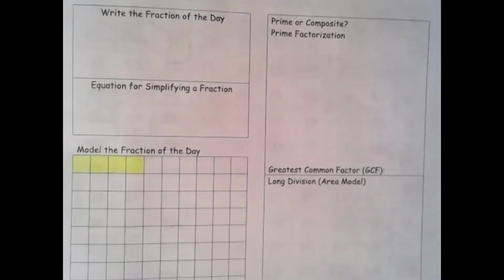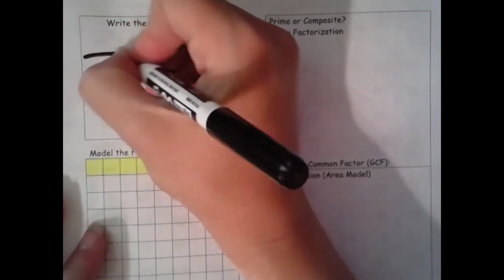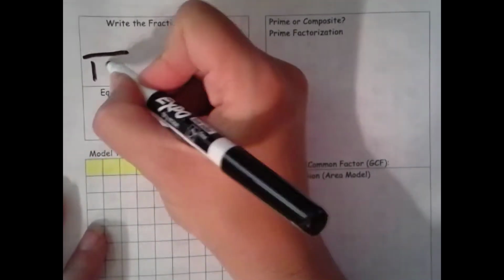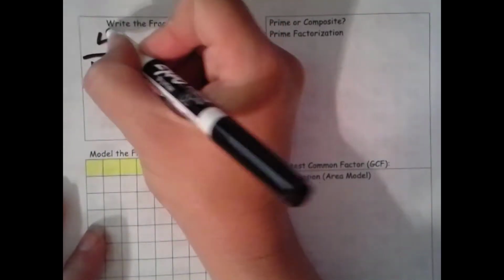Okay, so our fraction for today. Our denominator is our total amount of school days, 180. Our numerator is the day we are currently on, which is day 4.